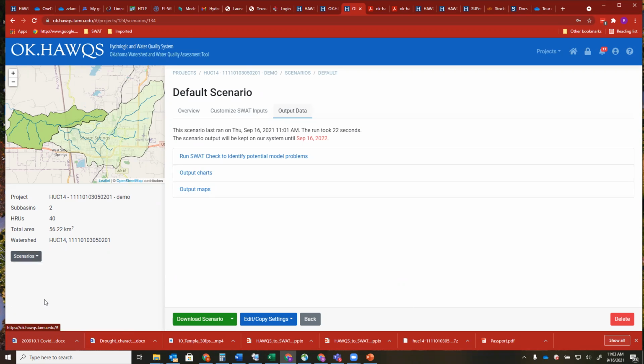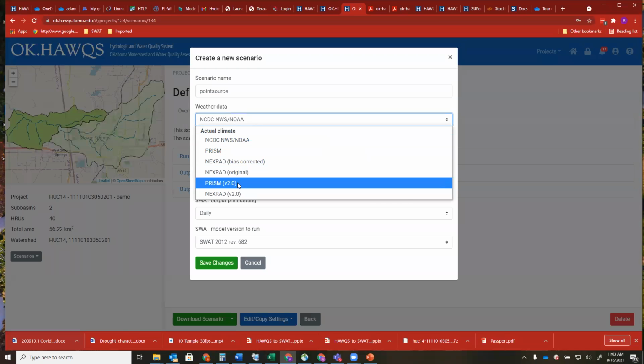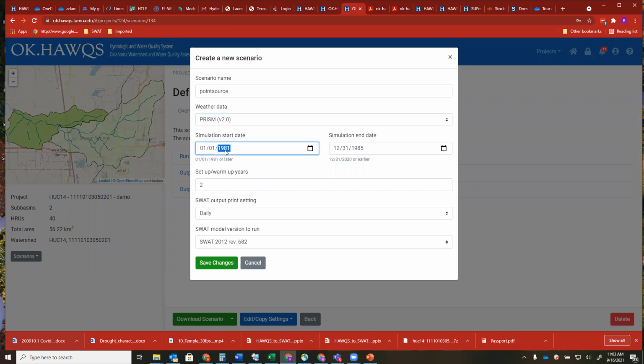Let me go and create a new scenario. So this time I'm going to say point source, for example. I'm going to use the same weather data so that it is comparable. I don't want to create a new data set.